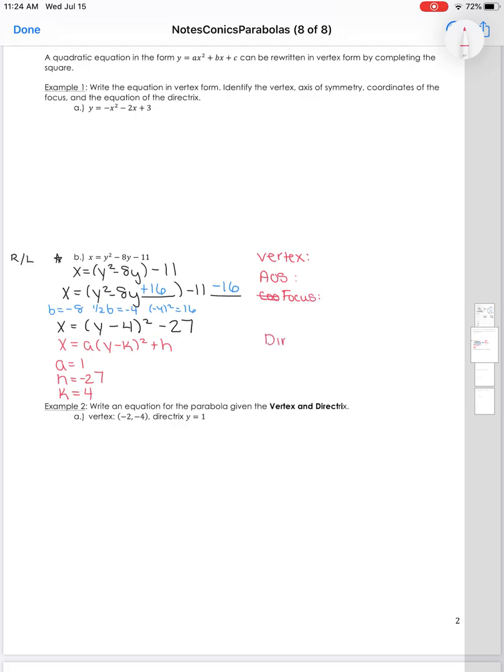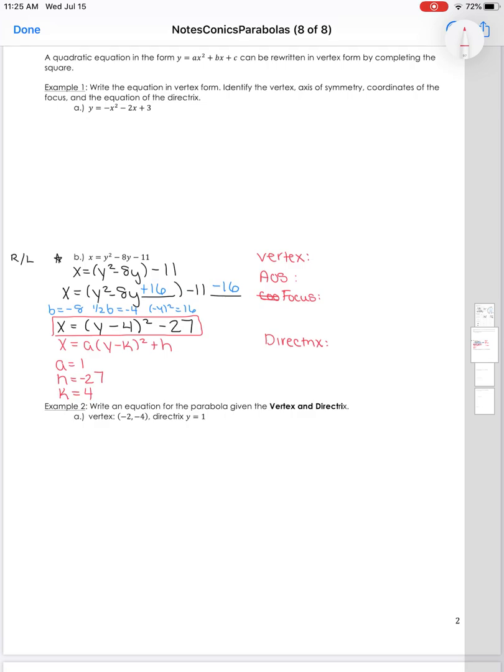So we're looking for the vertex, axis of symmetry, coordinate of the focus, I can just write focus, and then the directrix.